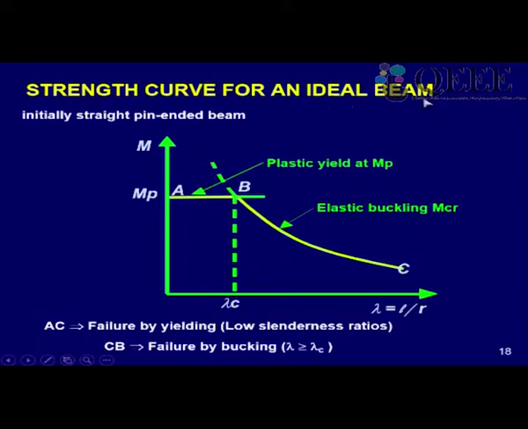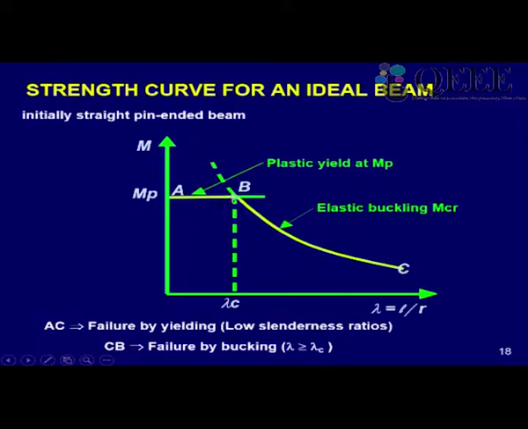So the strength curve for an ideal beam can be shown like this. If I use a lambda, which is L by, in this case, r_yy, the minor axis radius of gyration of the cross section, that gives me lambda LT, or the slenderness ratio for lateral torsional buckling. If I plot the moment capacity against that, for beams which are very short, or which have a fairly high lateral buckling resistance, they will fail by reaching MP.